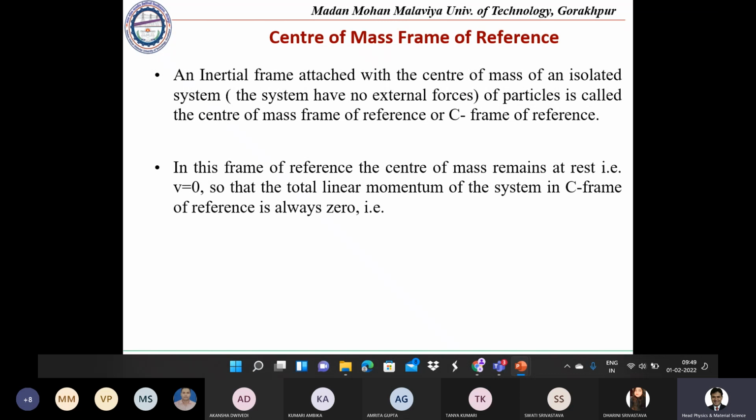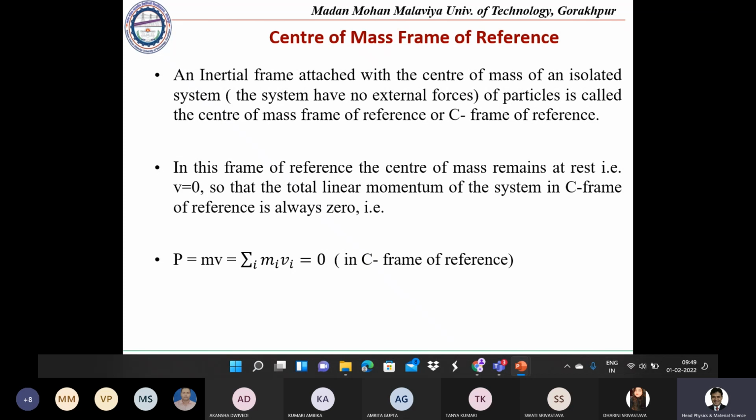In this frame of reference, the center of mass remains at rest, that is V is equal to 0, meaning the mass is stationary in its place, the mass is not moving. If it moves, then the whole system will move, the whole reference will move. So the total linear momentum of the system in the C frame of reference is always 0, and that is P is equal to MV, which is equal to summation over i of mi vi. This is equal to 0 in the C frame of reference.